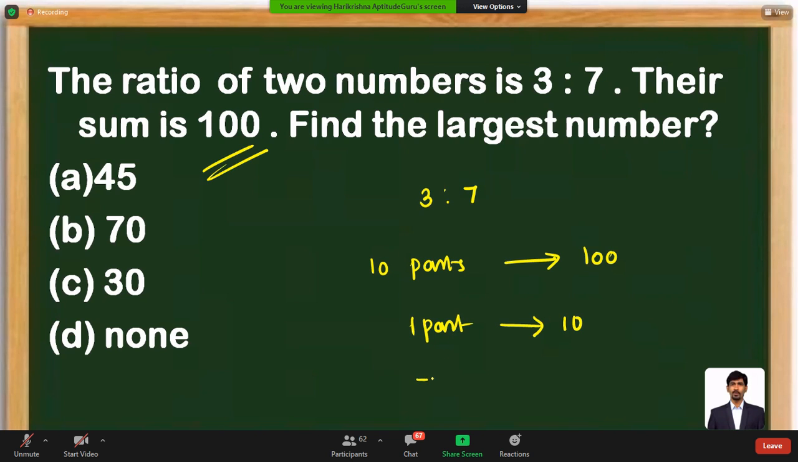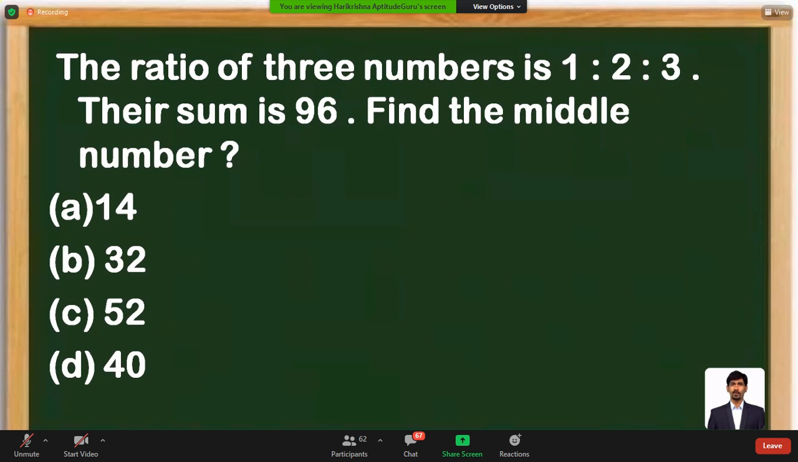What is the largest number? The value of 7 parts is required. 7 parts value is 70. You can mark it as the answer. Look at the next question. Same parts method that we have done in the previous one.